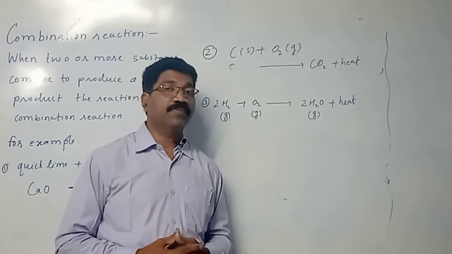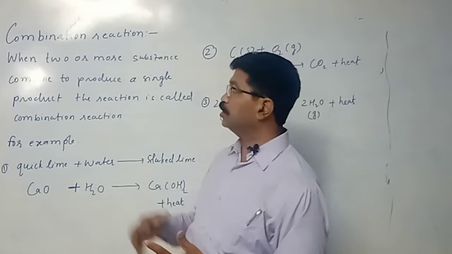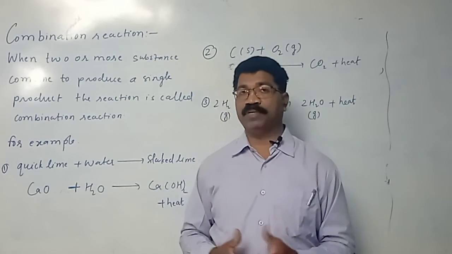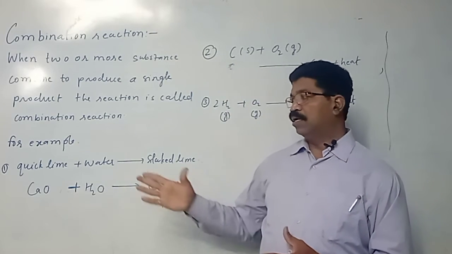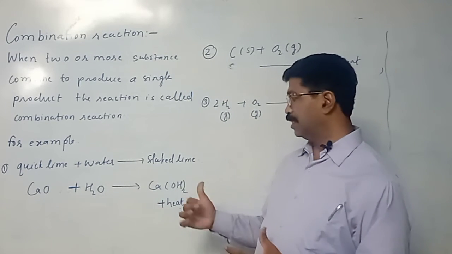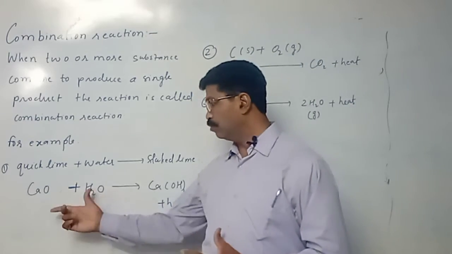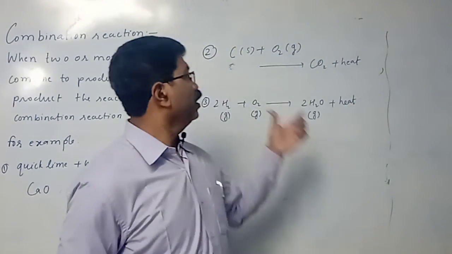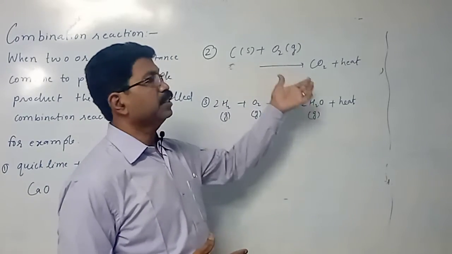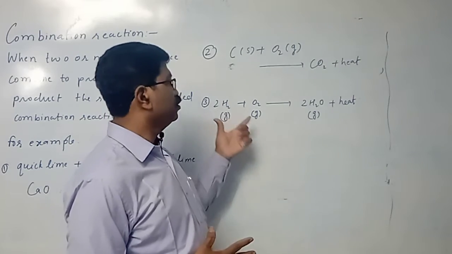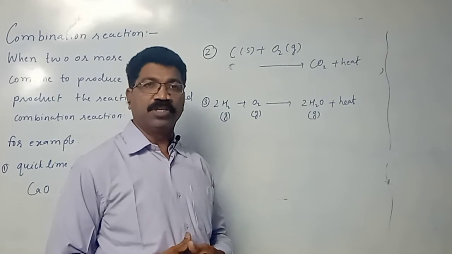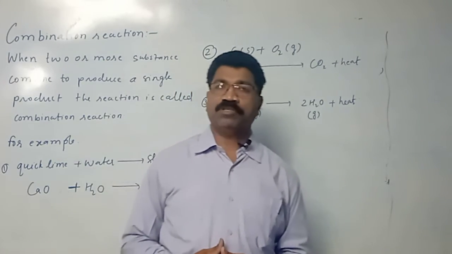So these are the examples of combination reactions. What is a combination reaction? When two or more substances combine to produce a single product, that type of reaction we call a combination reaction. Example, quicklime, that is CaO, reacts with water to produce calcium hydroxide, that is slaked lime, plus heat energy. Here, carbon plus oxygen react to produce carbon dioxide plus heat energy. Here also two or more reactants combine to produce a single product. 2H2 plus O2 produces 2H2O plus heat. So in this way, we have seen three examples of combination reaction.